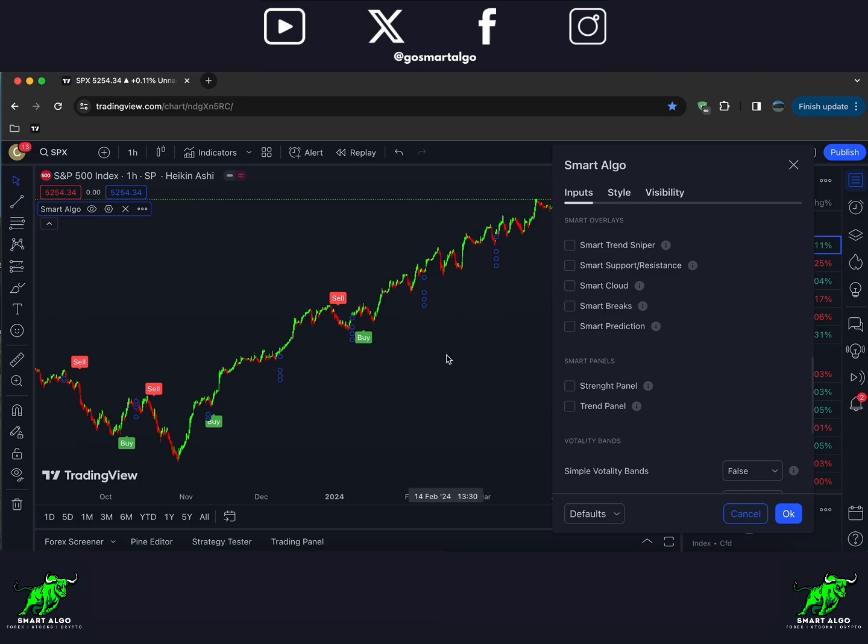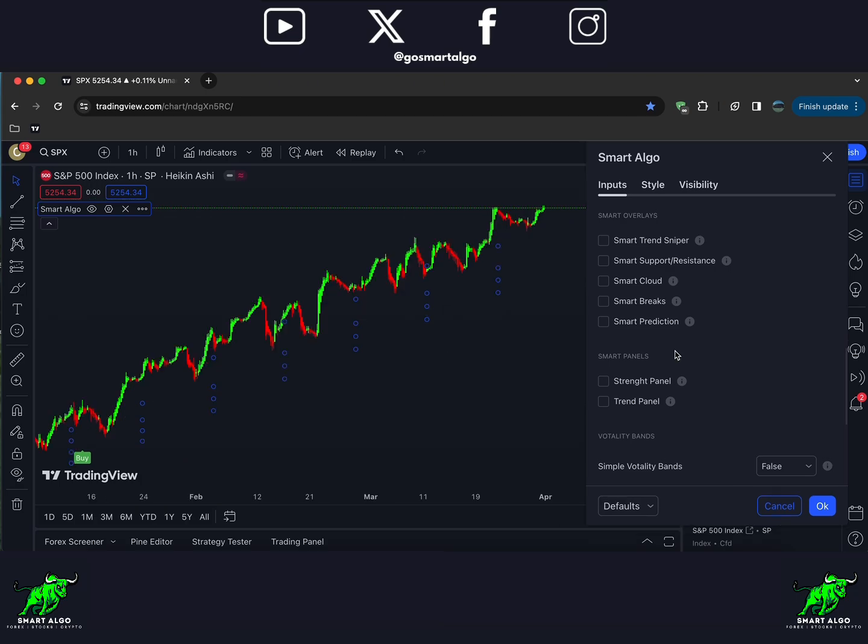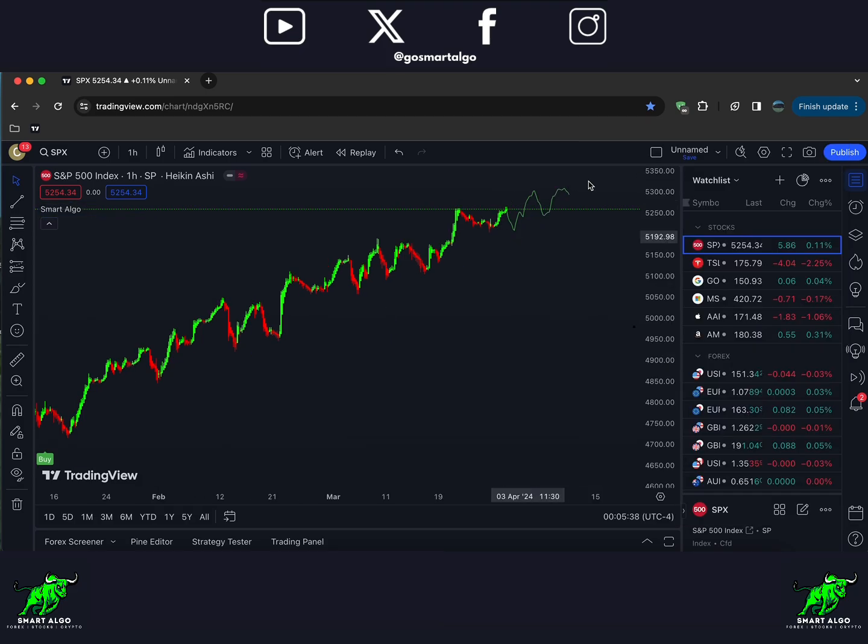So now guys, let's move on to the next feature. So guys, the next feature we'll be looking over is the Smart Prediction. So once you activate the Smart Prediction in Smart Algo, you'll have this line inserted into your chart over here. So our Smart Prediction feature is designed to forecast potential price movement. It analyzes past price patterns and current market conditions to project where the price might be headed next. So this isn't guessing at all. It's all about calculated probabilities based on historical data.